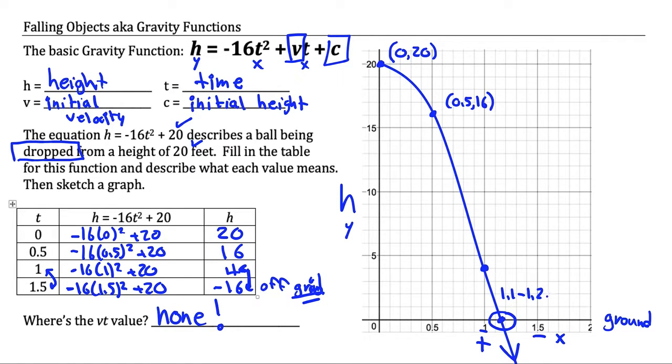So we'll do more things in the future where we can calculate this, or if you go to Desmos yourself and graph -16x² + 20, you can zoom in and zoom out. You can see exactly where it hits the ground. But that's about it. That's how you fill out a basic table for a gravity function. You plug in several different intervals of time, and that'll give you where it is in height.